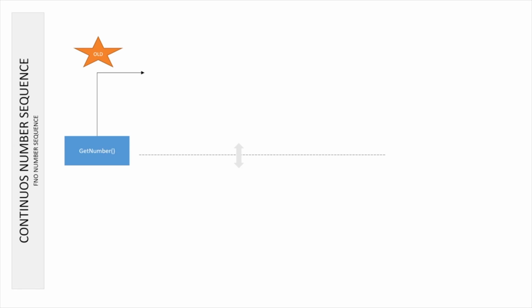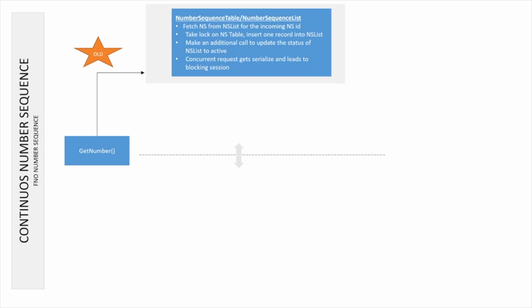Yeah, next. Here we will talk about how the continuous number sequence worked in the old flow and the new flow. Get number is the API call that you make to get the number. In the old flow, we first try to look for a number in the number sequence list for a given number sequence, then take an update lock on the number sequence table if the number is not present, pick a record, insert it into the number sequence list and return it. Then we make an additional call to say that this number is allocated to so-and-so session ID, transaction ID, etc., and the status would be changed from available to active.